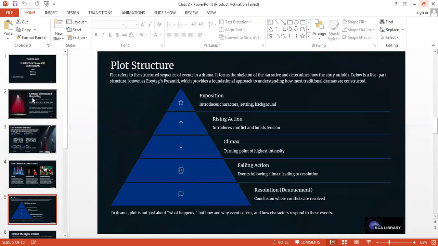Further expanding on the plot structure, plot refers to the structured sequence of events in a drama. It forms the skeleton of the narrative and determines how the story unfolds. Now we have a five-part structure known as Freytag's pyramid, which provides a foundational approach to understanding how most traditional dramas are constructed. The first on the list is the exposition, which introduces the characters, the setting, and the background. Also, we have the rising action, which introduces the conflict and builds tension.